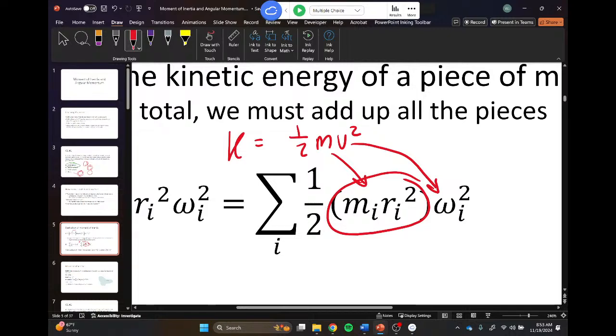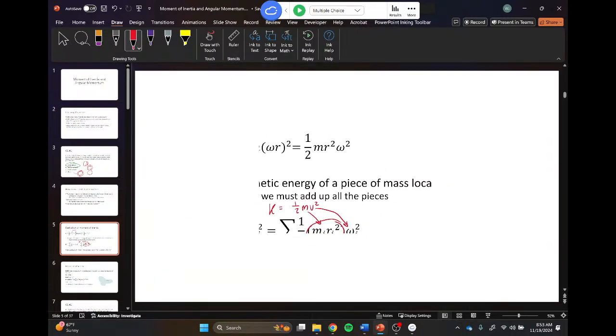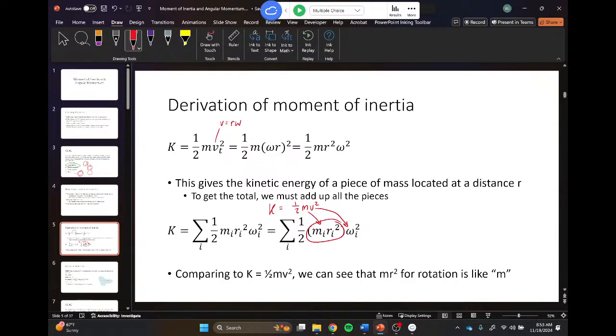Moment of inertia. Long story short, this is moment of inertia: I equals the sum of mr squared. That's it. That is moment of inertia. It is how much mass you have times where it's located squared.